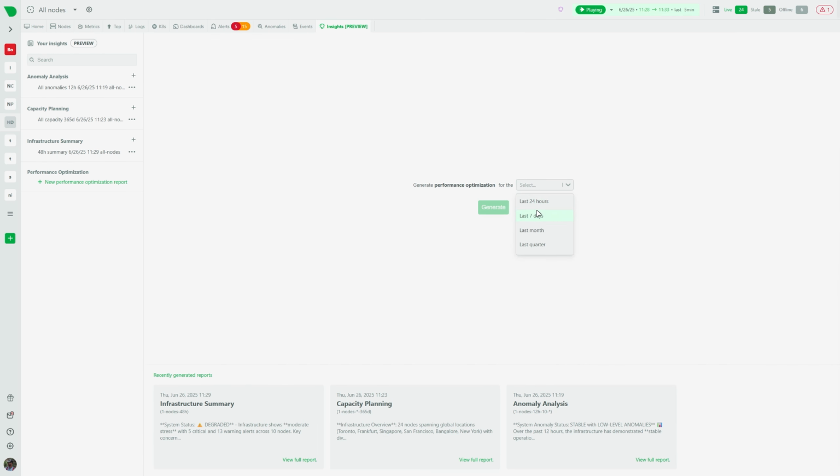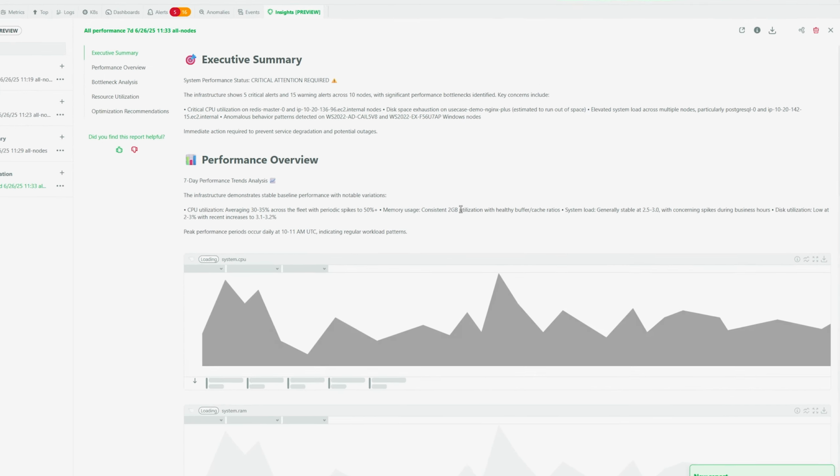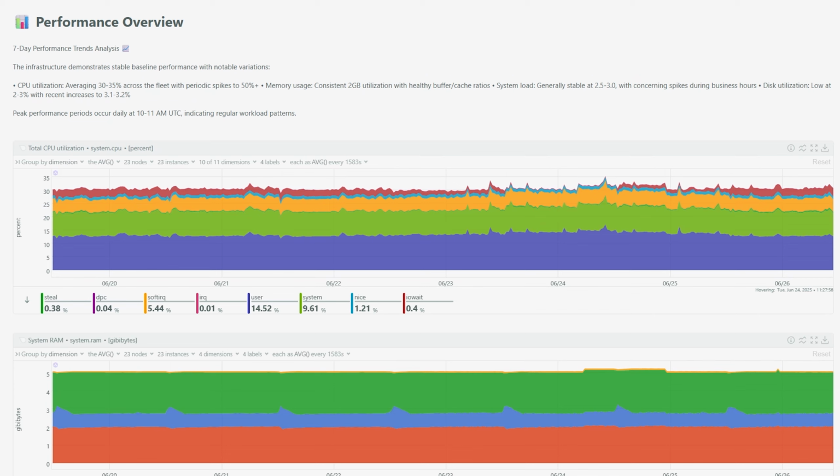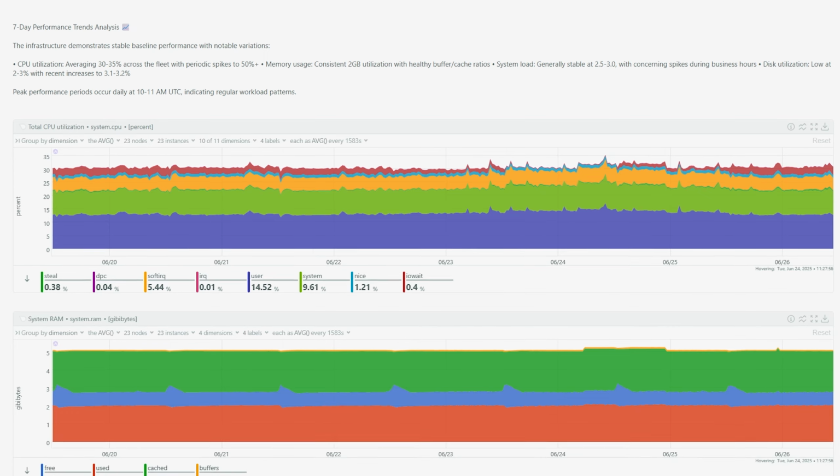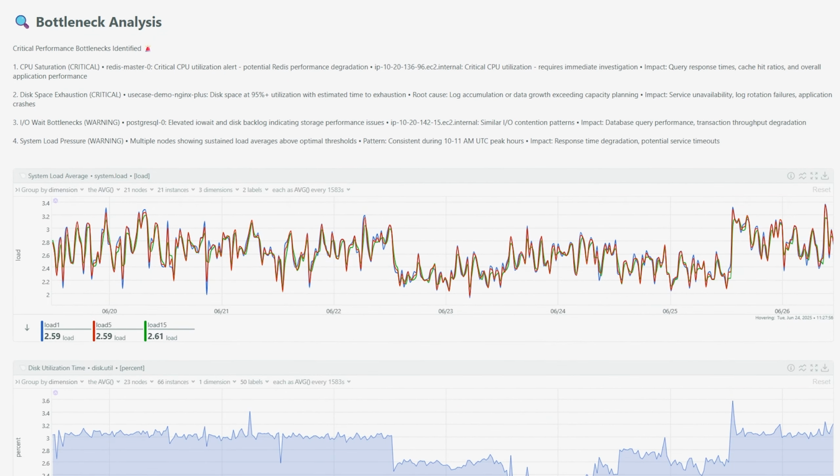Let's make a performance optimization report for the past 7 days on all nodes. As we can see, similarly to the pattern of the previous reports, there's critical action required in this infrastructure. On the bottleneck analysis, we can see that our CPU and disk space are the main ones, followed up by I/O wait and system load.